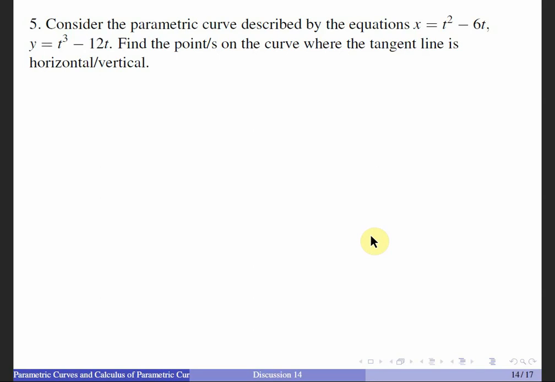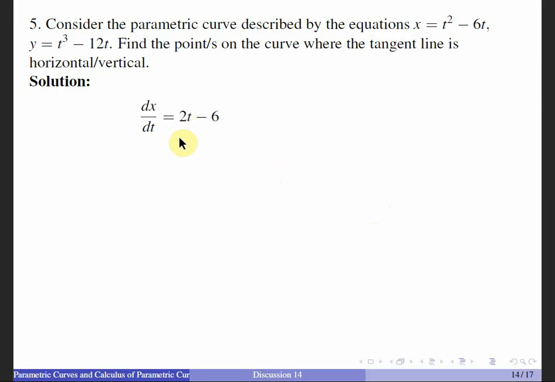Okay, so let's do number 5. Consider the parametric curve described by the equations x is equal to t squared minus 6t, y is equal to t cubed minus 12t. Find the point or points on the curve where the tangent line is horizontal or vertical. So what we're going to do is derive the expressions with respect to t, and then find the values of t where the derivatives are 0.